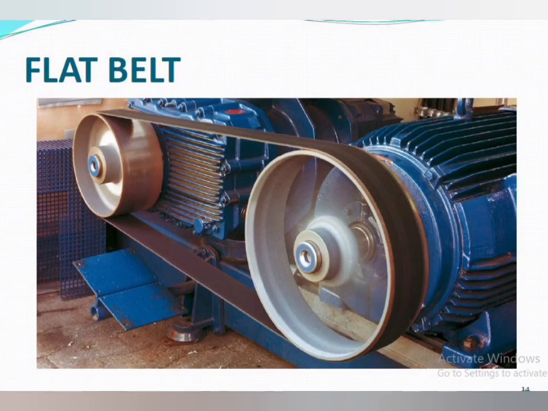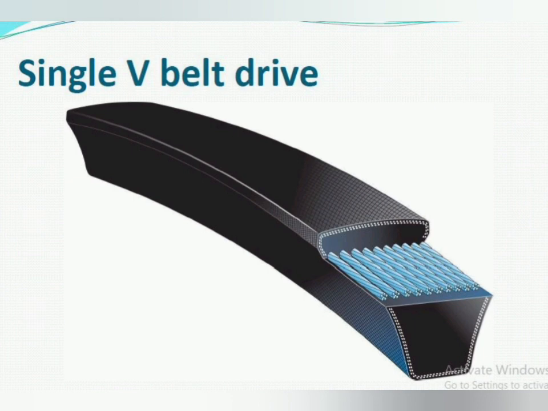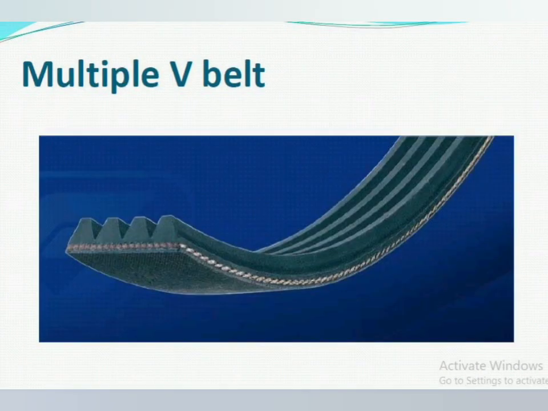This is how a flat belt drive looks. And this is another type, called a V belt drive. Compared to the flat belt drive, this has more contact surface area. As you can see, with the trapezoidal cross section, three surfaces are in contact with the drive. This will be placed in a channel so that all three surfaces will be in contact. For higher applications, multiple V belts, as shown here, can also be used.